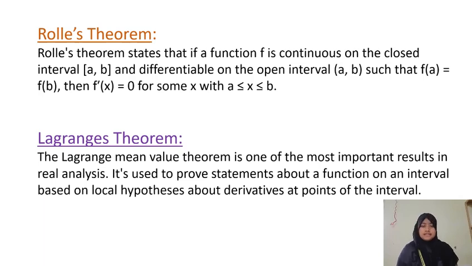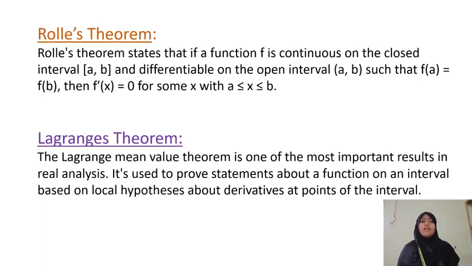Next, Lagrange's theorem. Lagrange's mean value theorem is one of the most important results in real analysis. It is used to prove statements about a function on an interval based on local hypotheses about derivatives at points on the interval. It is somewhat similar to Rolle's theorem, but it doesn't include the condition f of a equals f of b that is in Rolle's theorem. That condition is not present in Lagrange's theorem.